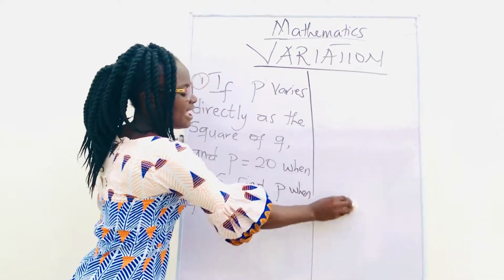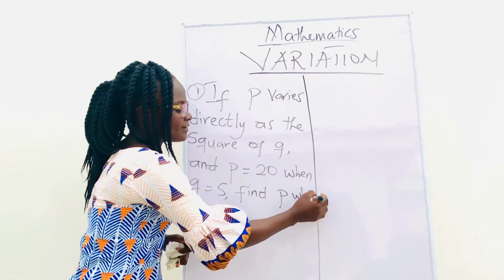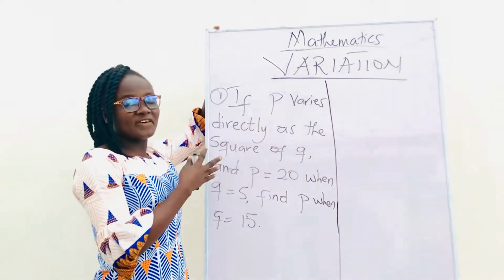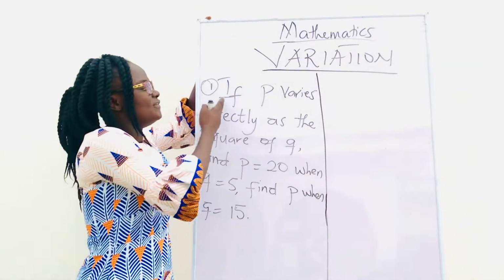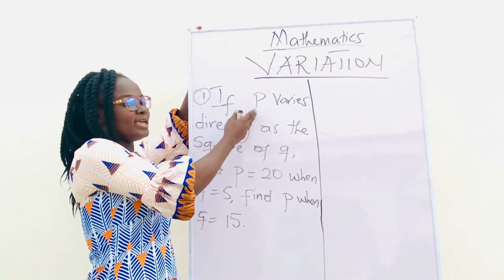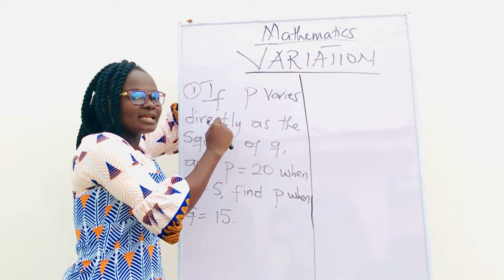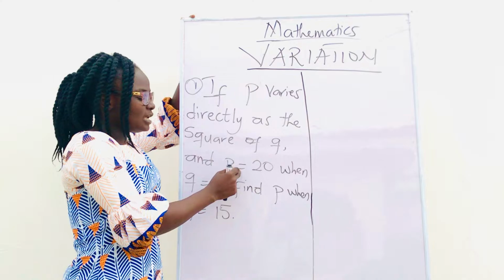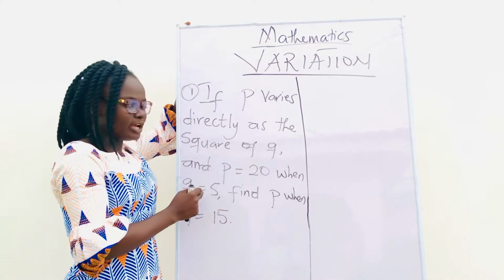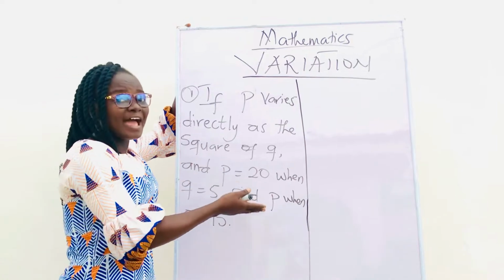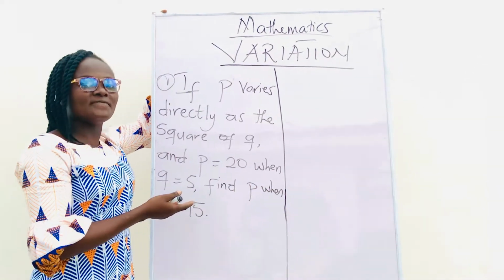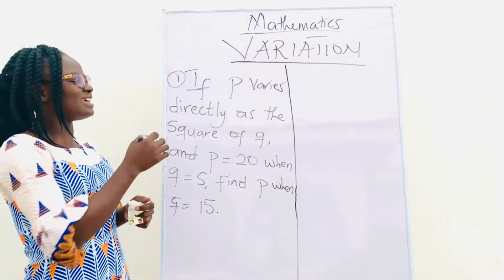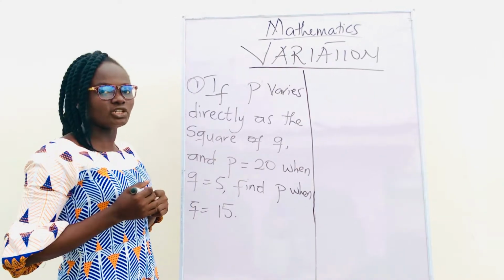Now let's come to the main question of the day. I have some sample questions and I want us to go through together. The first I have here is, if p varies directly as the square of q and p is equal to 20 when q is 5. Find p when q is 15. So this is our question for the day, and this question is a direct variation question.